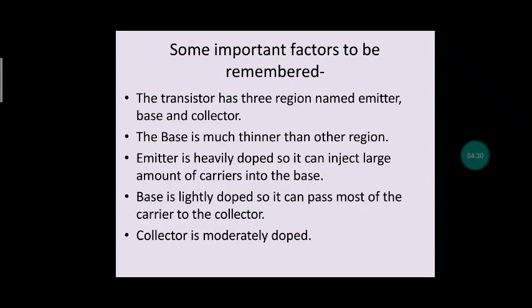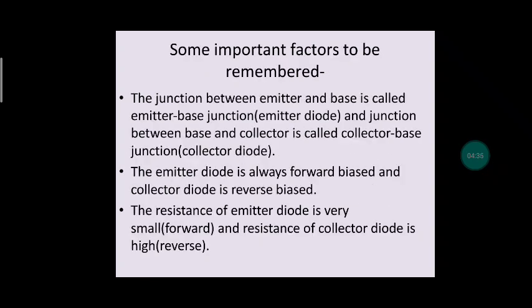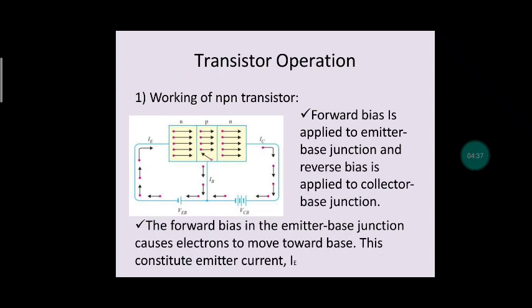Next, the three layers. Now the working operation of the NPN transistor. Here we apply forward bias to the emitter base junction. Consider a diagram: the first is an N layer, the second is a P layer, and the third is an N layer. The P-type material is thinner compared to the N-type layers, and only then is it called an NPN transistor.